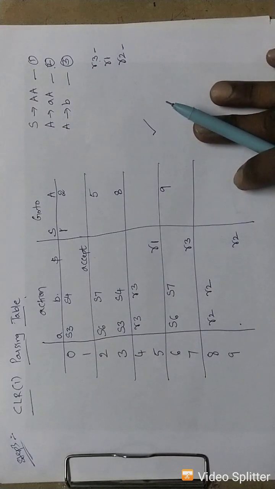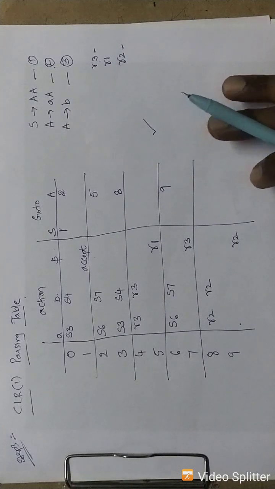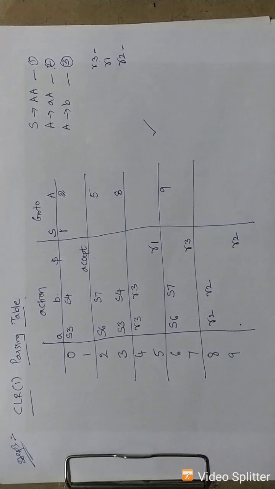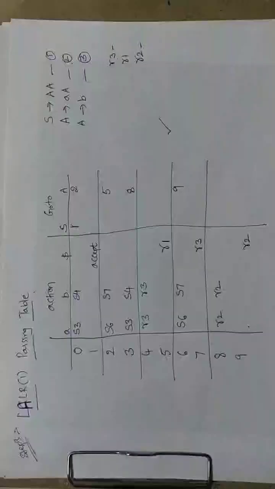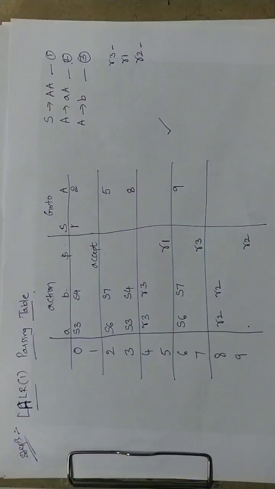Now we will see how to construct an LALR1 parsing table. Only a slight difference, we are going to combine the states here. We have seen how to construct a CLR1 parsing table. As I told you before, step 1 and step 2 are the same for CLR1 and LALR1. Only step 3 differs slightly for these two different parsers.